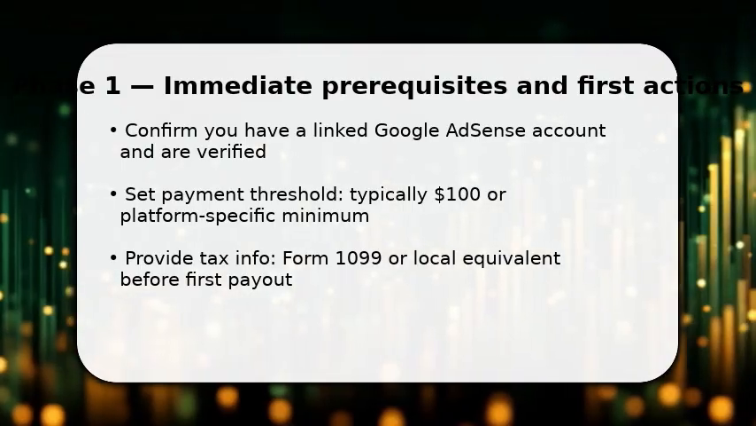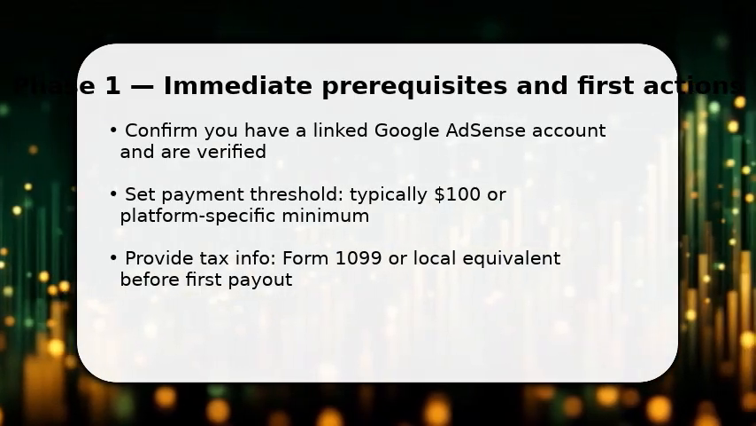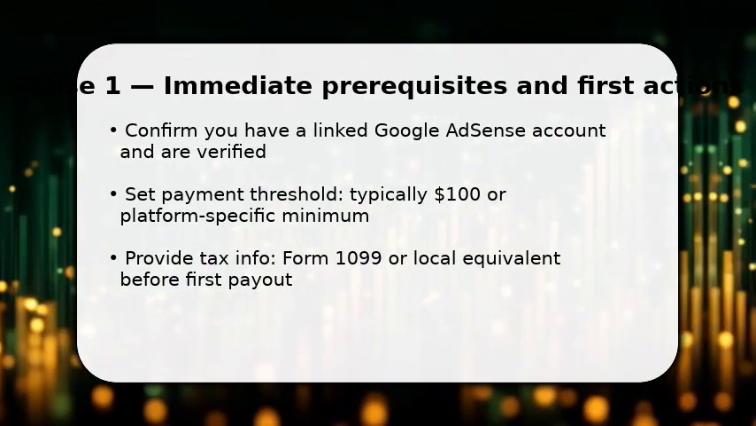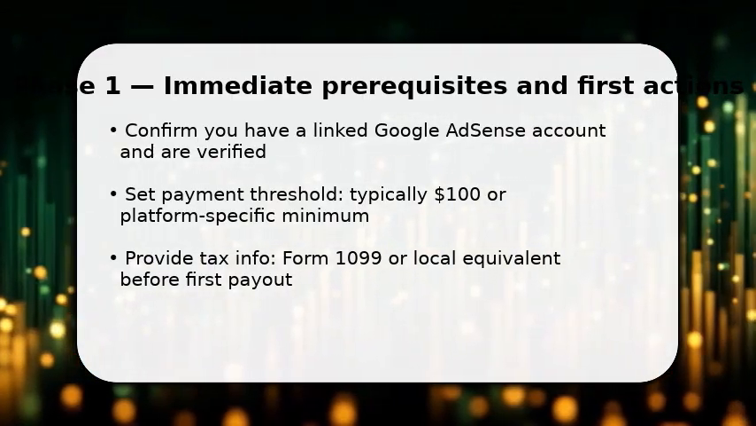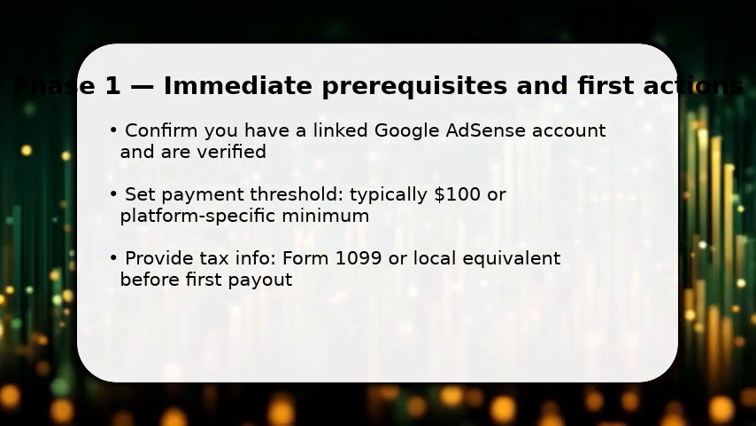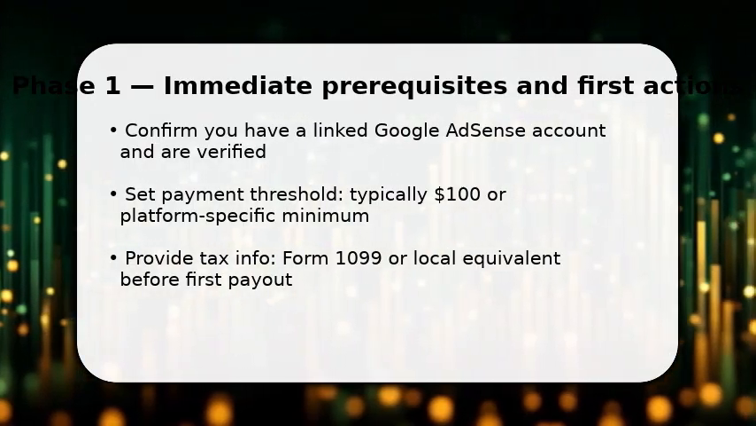You start by confirming AdSense is linked to your YouTube channel and fully verified. This is required to receive payments. Next, check or set the payment threshold, usually $100, so you know when funds will release. Also complete tax forms, for example Form 1099 in the US, and any local tax registration.